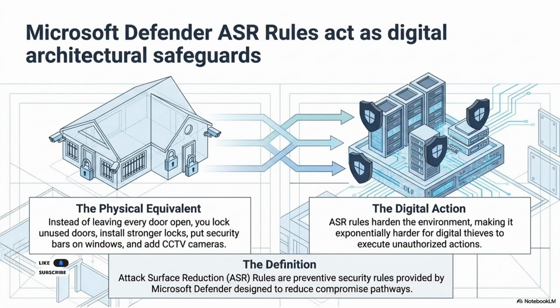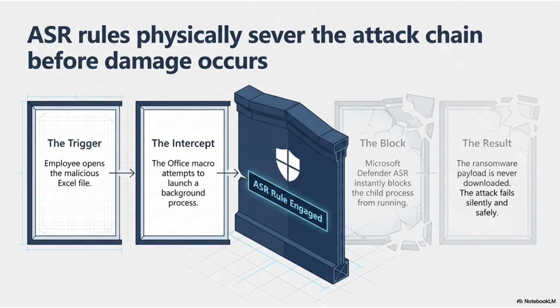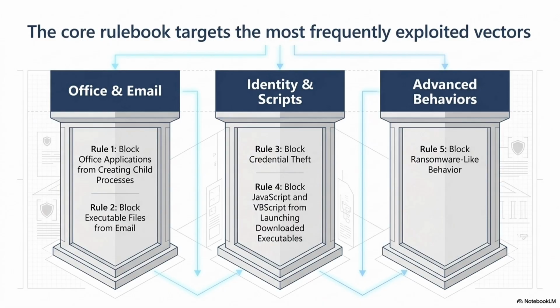Let's look at some of the most commonly used ASR rules. Number 1. Block Office applications from creating child processes. Normally, Microsoft Word or Excel should not launch programs like Command Prompt or PowerShell. Attackers often use malicious Office files to do exactly that. This rule blocks such behaviors. Number 2. Block executable files from email. Hackers often send malicious .exe files through email. This rule prevents users from running those files directly.